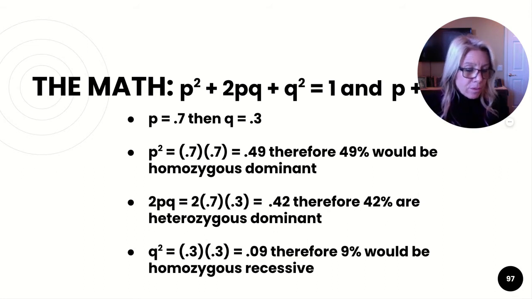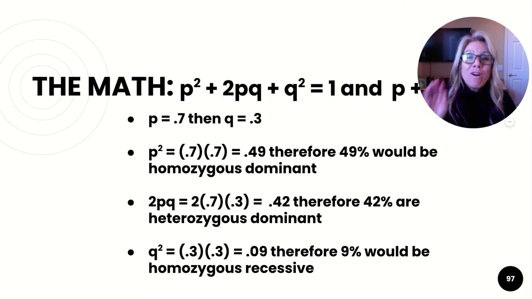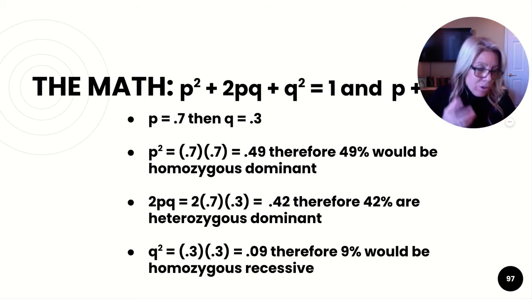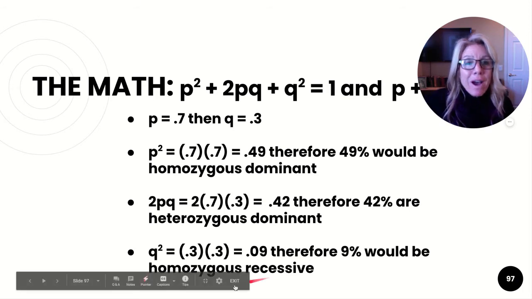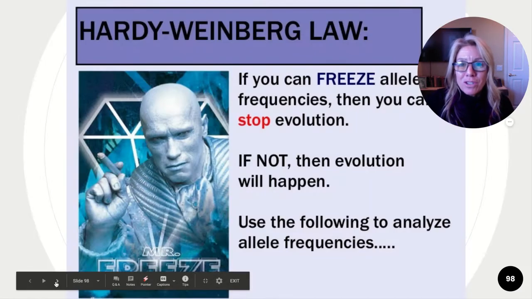If the allele frequencies for a particular trait remain unchanged, P and Q values remain the same generation after generation, then that trait is not changing and not evolving. If you can get these allele frequencies to stay at 0.7 and 0.3, if you can get it to stay there, then no evolution is occurring. And it's said to be in Hardy-Weinberg equilibrium. Now, that's pretty difficult to keep those allele frequencies the same. You have to meet some conditions in order to do that.